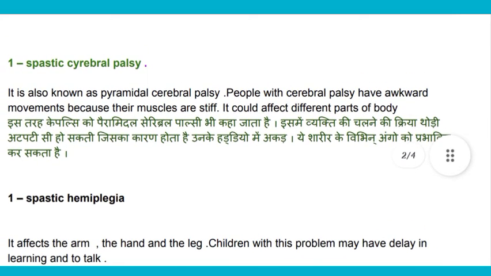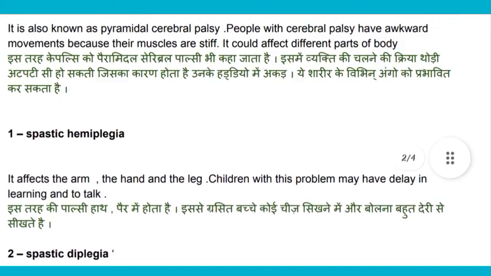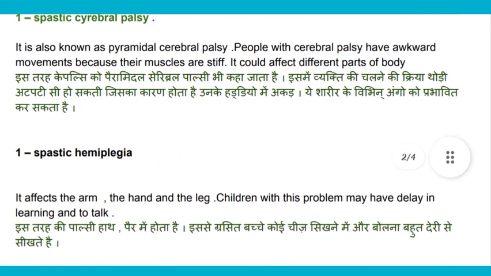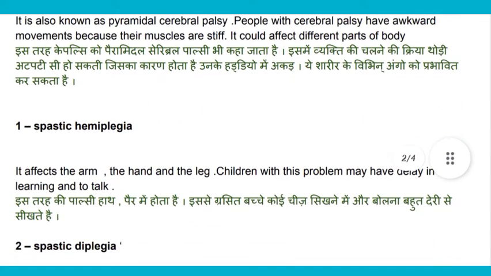So spastic cerebral palsy is also known as pyramidal cerebral palsy, and people who are suffering from this type of palsy can walk, but they have some awkward movements because their muscles are stiff. Basically we can say that there are some abnormalities in their muscles, and their muscles are stiff. It could affect different parts of the body. Now here you can see it is divided further into spastic hemiplegia.